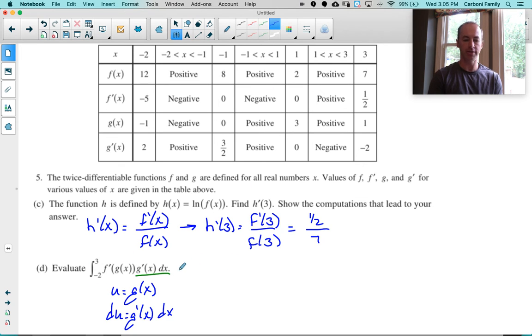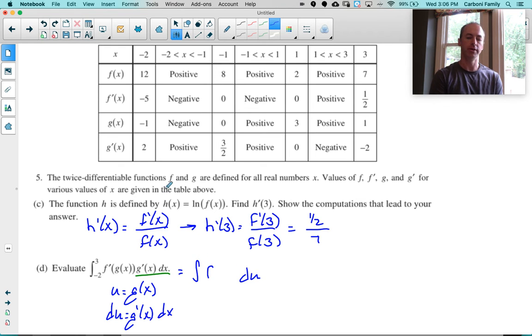So I'm going to go ahead and substitute that out. I always take care of my du first. I'm going to ignore the f prime of g first. I'm going to replace the g prime of x dx with a du. I'm going to leave room for me to squeeze the rest. F prime of g will become f prime of u. And now don't write -2 to 3, because -2 and 3 are actually values of x. They are not values of u.